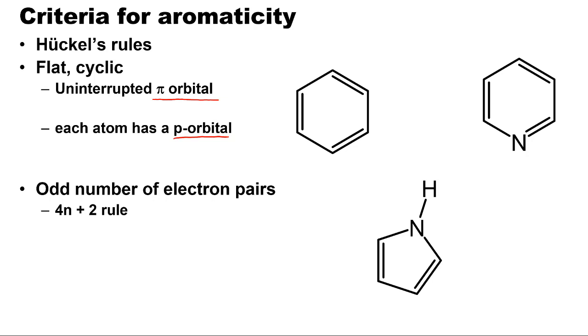So Hückel formed this as the 4n plus 2 rule. If you put in 0 for n, that means you have 2 electrons in the pi system. If you put in 1 for n, then you have 6. If you put in 2 for n, then you would have 10. But we think about this in terms of numbers of electron pairs. So 2 electrons makes 1 pair, 6 electrons makes 3 pairs, and 10 electrons makes 5 pairs. And we'll apply some of these ideas to these molecules that we're looking at here.